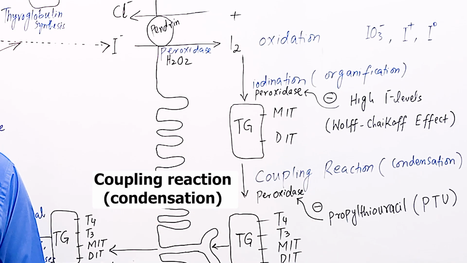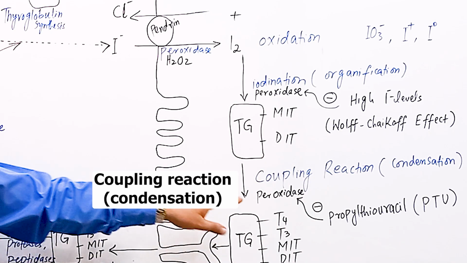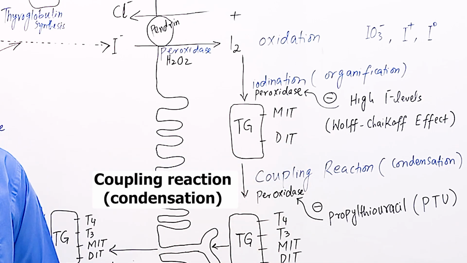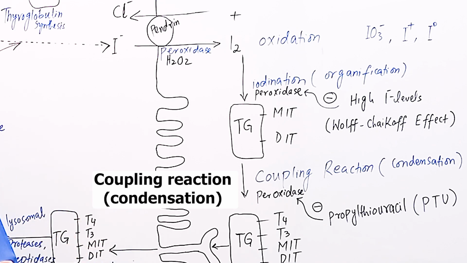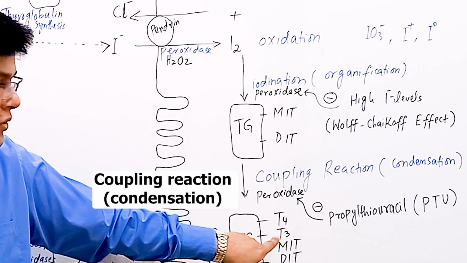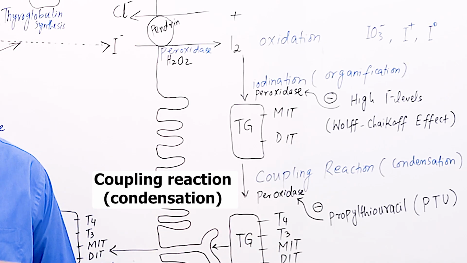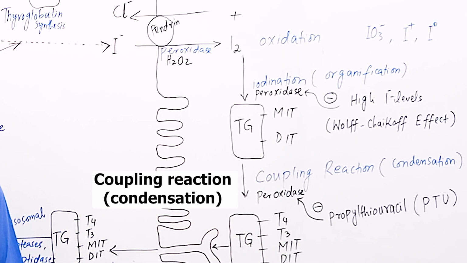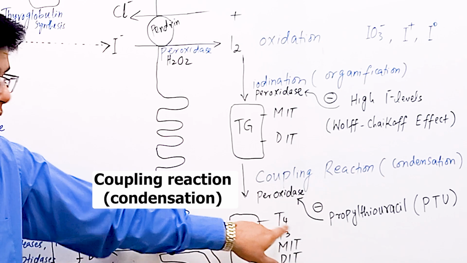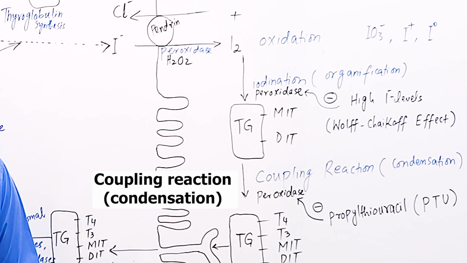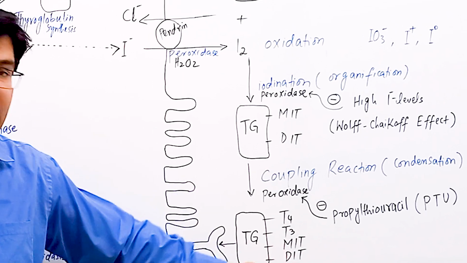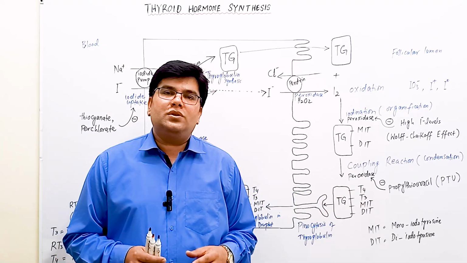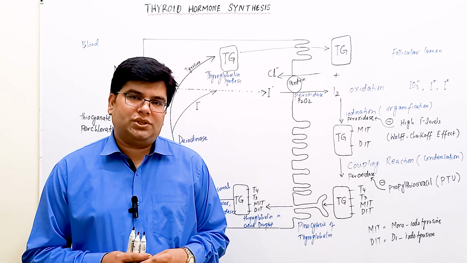Next step in the synthesis of thyroid hormones is coupling of monoiodotyrosines and diiodotyrosines. When one molecule of MIT and one molecule of DIT couple with each other, there is formation of a molecule called as T3, a triiodothyronine. And when two molecules of DIT couple with each other, there is formation of T4 or tetraiodothyronine, also called as thyroxine. Unlike MIT and DIT, T3 and T4 hormones are biologically active and can perform their functions.